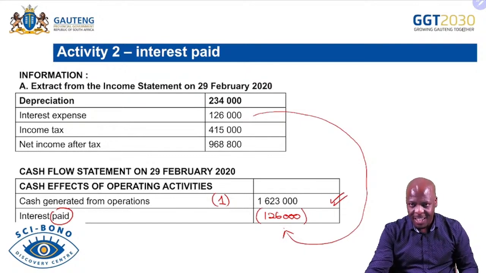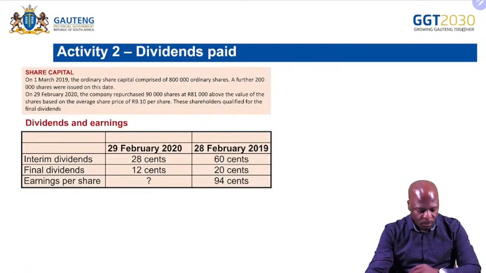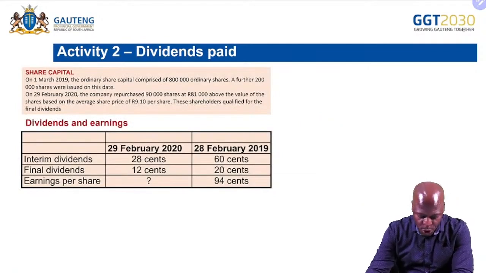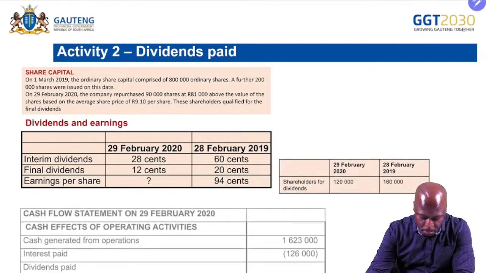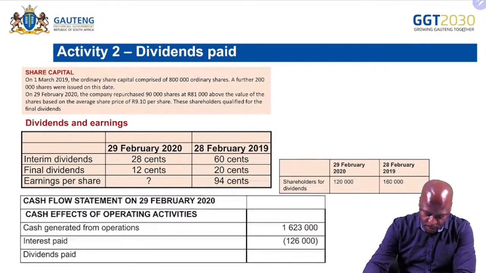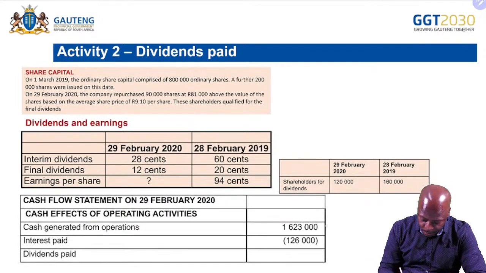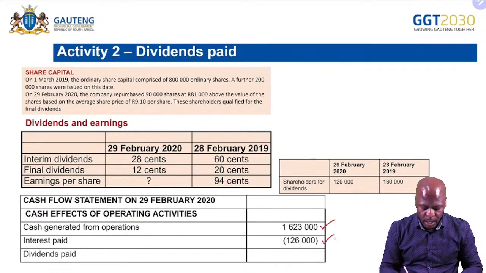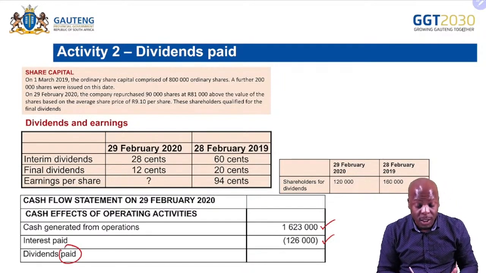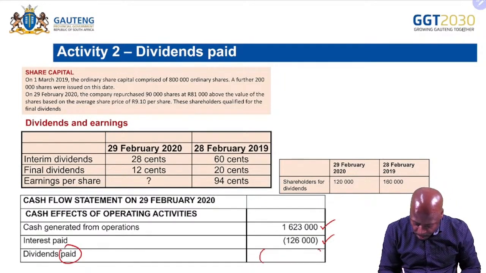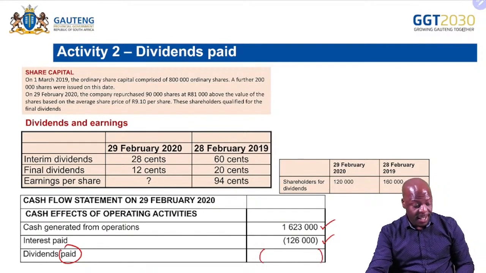I'm going to come to the next aspect, which has to do with dividends. You do understand that when we have shareholders, we need to pay them dividends. All right? So far I have this one from the previous activity. I also have the 126, but here I need dividends. What is the keyword? Paid. Paid means what? Brackets. Even before I calculate my dividends.